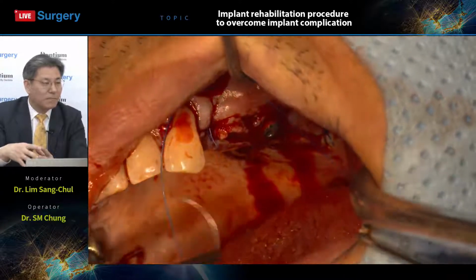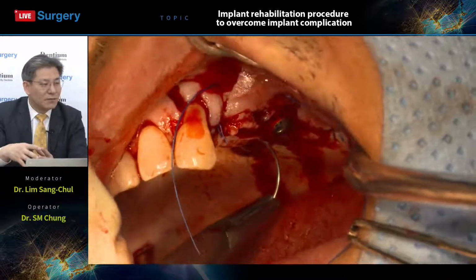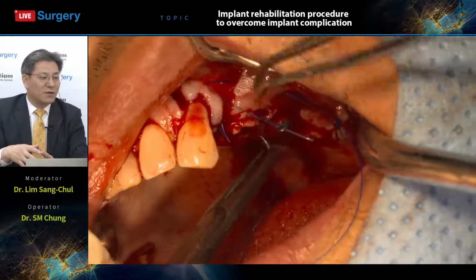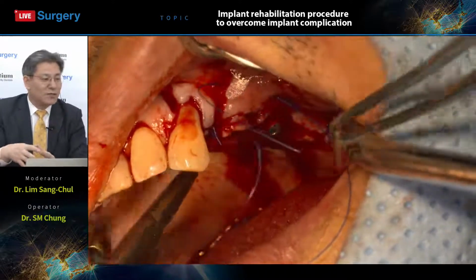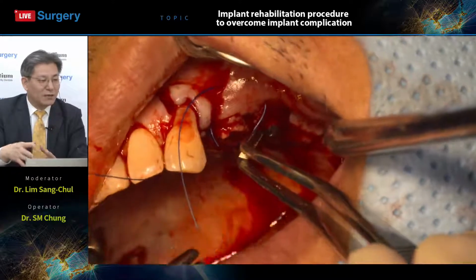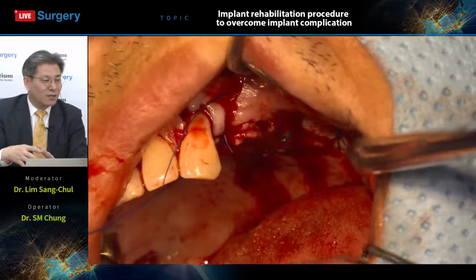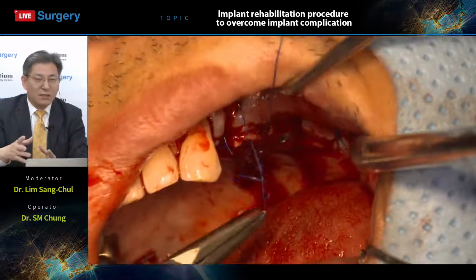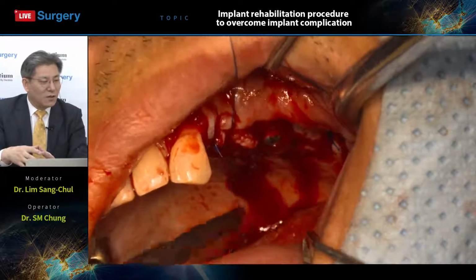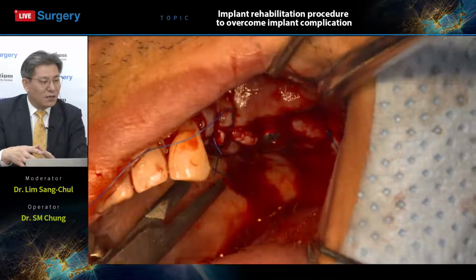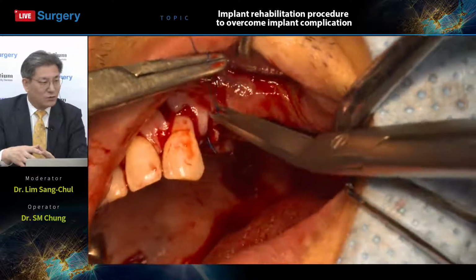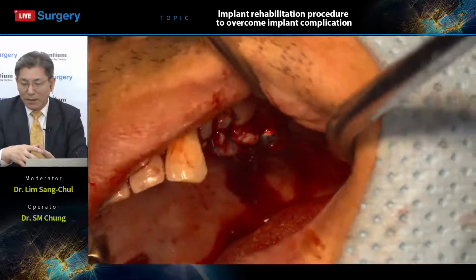As you can see, number 24 area is very difficult to get the initial stability, so he made many efforts to get the better position to get enough insertion torque. So now he is trying flap closure. Okay.